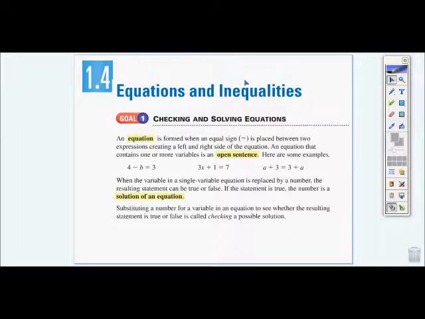1.4, we go into equations and also inequalities. So the first goal is just checking and solving equations. You can pause and read through this if you'd like to. We're going to go ahead and put it into action.